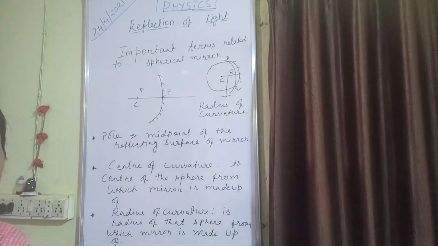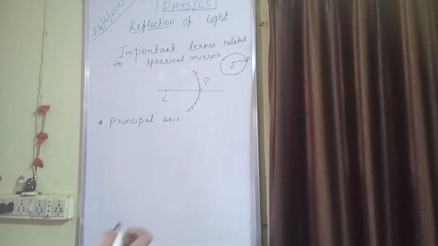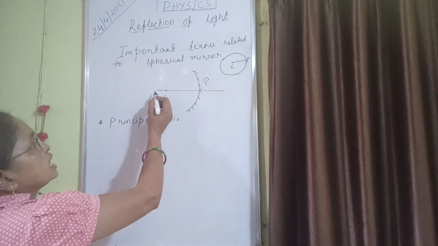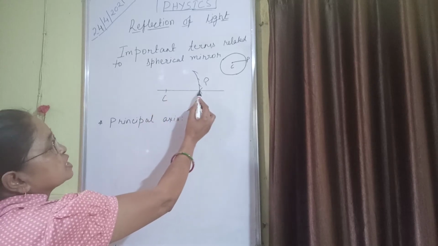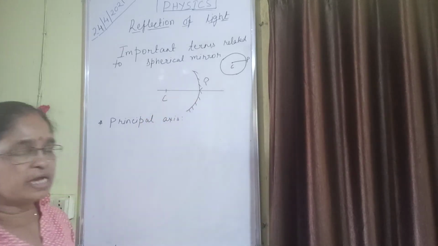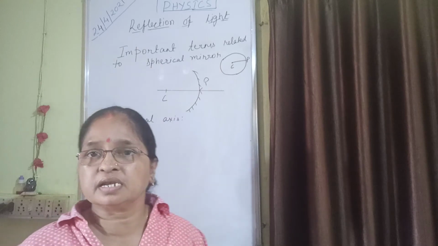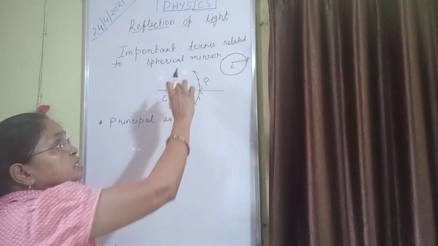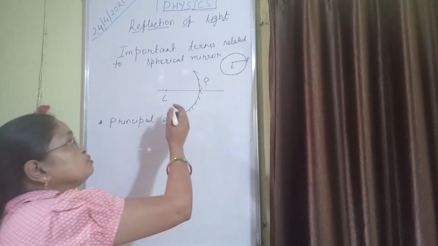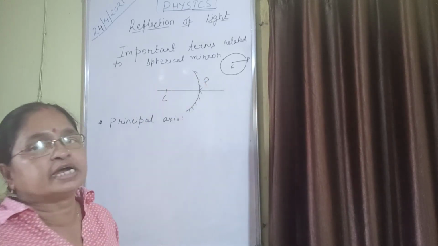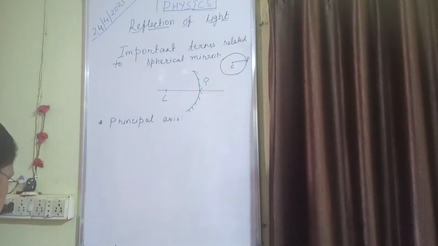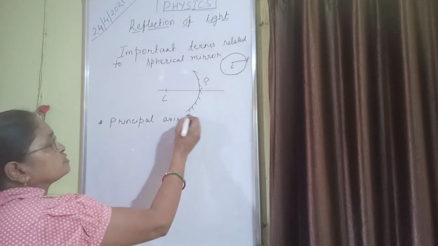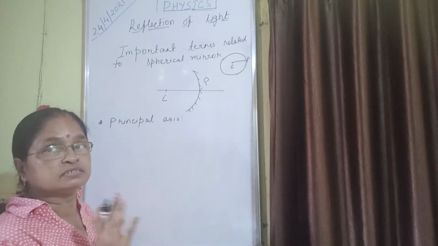Next you see principal axis. So see students here, the line which passes through the center of curvature and pole is known as principal axis. This principal axis is an imaginary line also, which divides the mirror into two equal halves because it is passing through the midpoint, that is P. So we can write the principal axis as the line joining the pole and center of curvature. Students, this is the imaginary line.